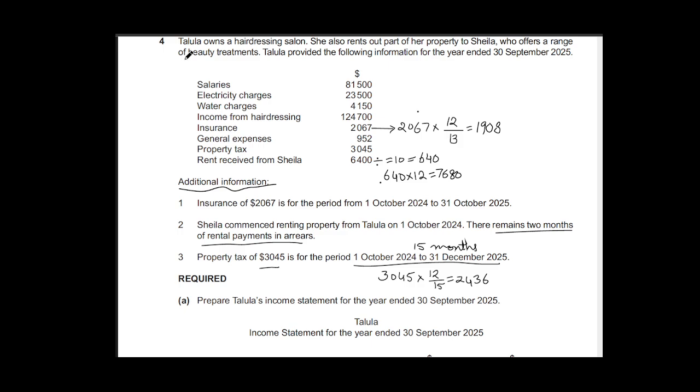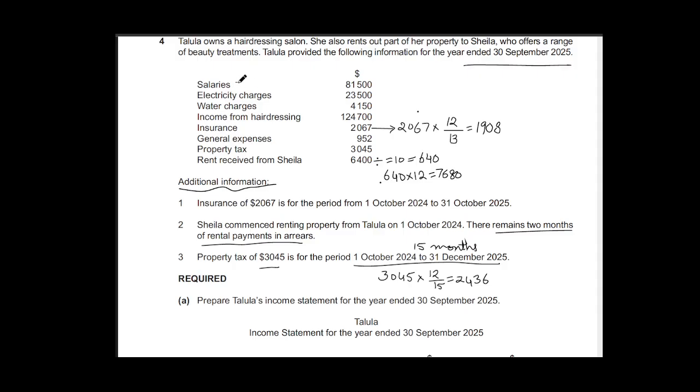This question is about a services business. Tallulah owns a hairdressing salon. She also rents out part of her property to Sheila, who offers a range of beauty treatments. Tallulah provides the following information for the year ended 30th September 2025. This information is given for this year ending.